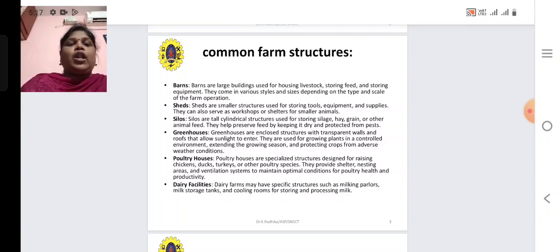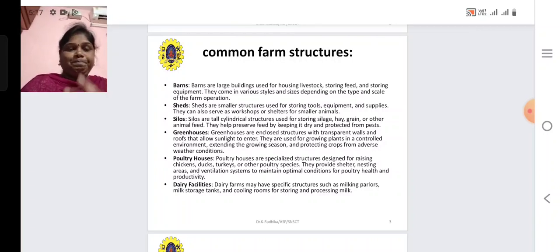Barns. Barns are large buildings used for housing livestock, storing feed and storing equipment. They come in various styles and sizes depending on the type and scale of the farm operation. Our farm depends upon farm size and scale of operation. We have to use equipment, livestock, then storage, feed, fertilizers and nutrients. Some of the machineries are stored in the barn house.